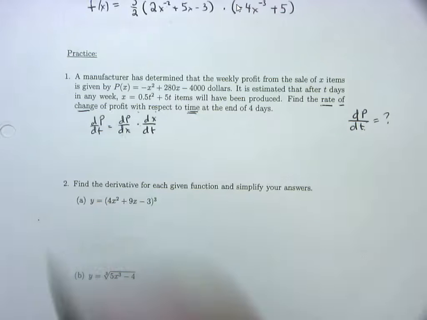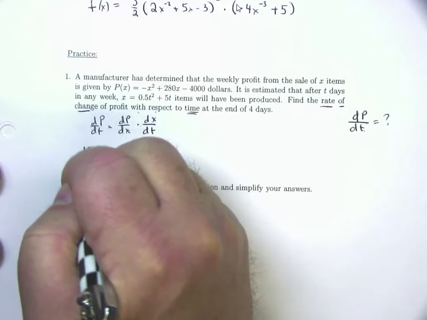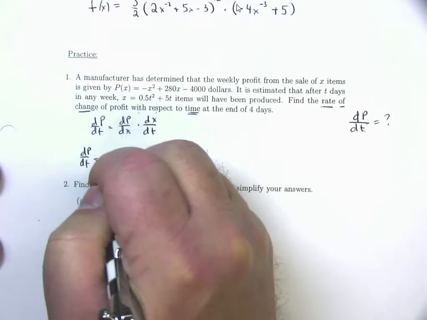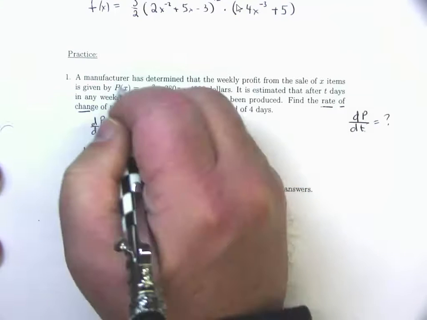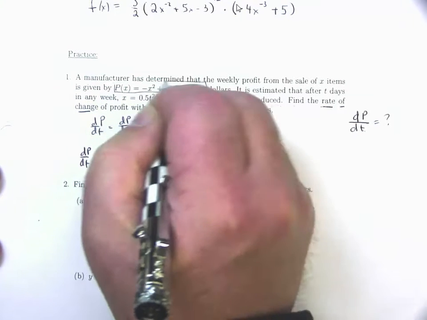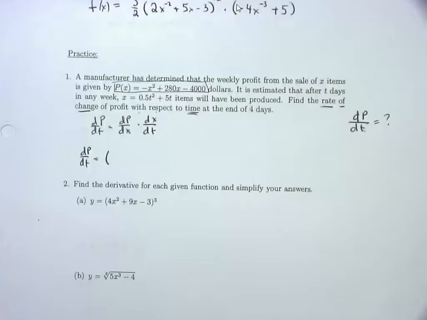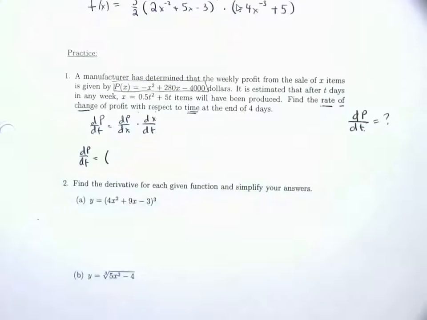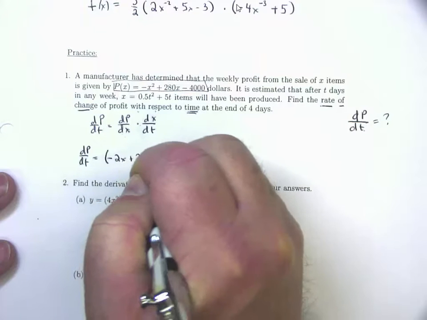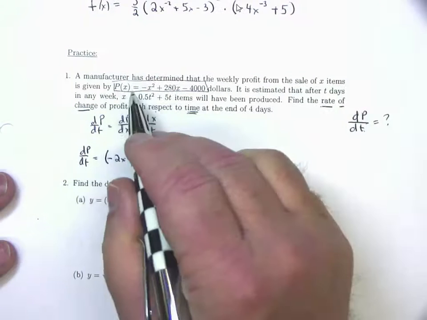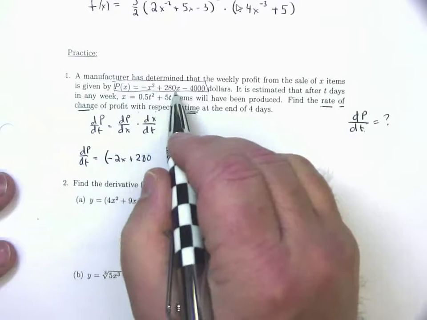So this dP over dt would be equal to, here we go, what is the derivative of profit with respect to x? Here is my profit equation. What is the derivative of that guy? It's negative x squared plus 280x minus 4,000. What is the derivative of this guy with respect to x? Because this is the variable x. What do I get? Negative 2x plus 280. That's the derivative of negative x squared plus 280x minus 4,000.